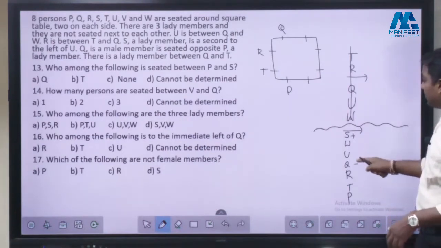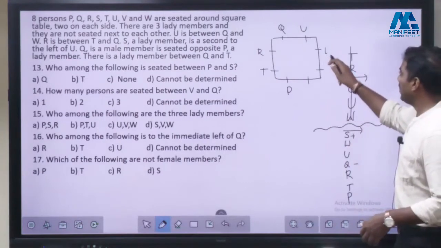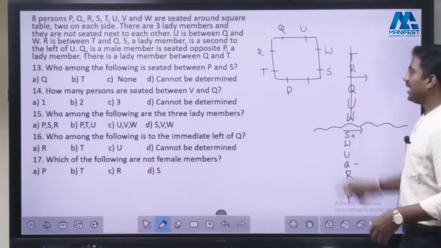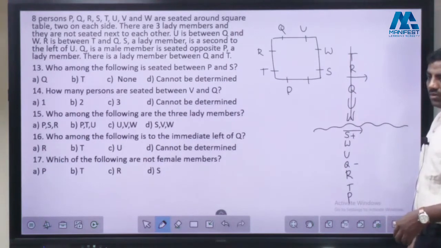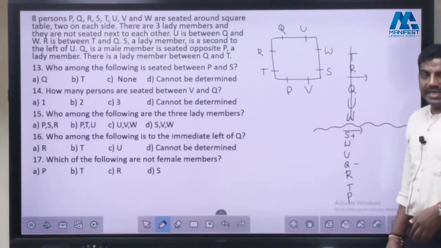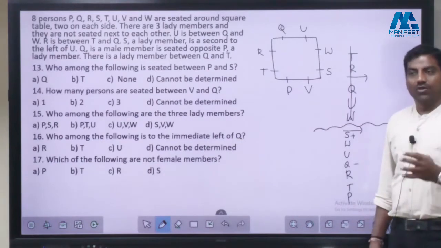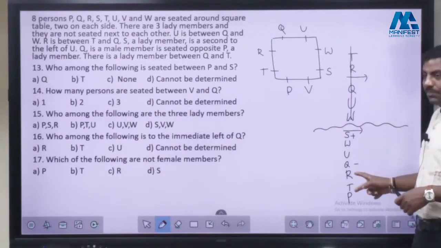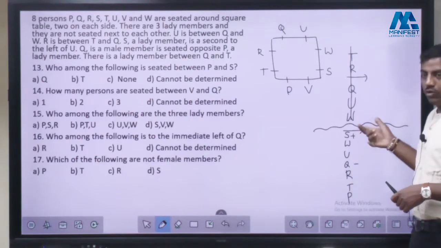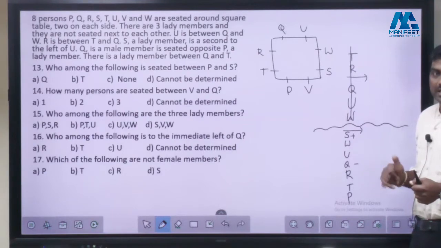Then try to arrange others. After Q, U will come. After U, W will come. After W, S will come. Now who is left alone? V is left alone. Yes. See, between Q and P, there have to be 2 persons or 4 persons. Here we have the place after 2 persons, but here we don't have the place after 2 persons. Okay, done? No problem? Yeah?